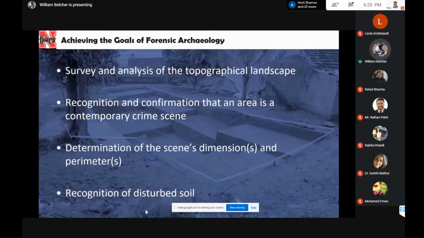And then the other thing we want to do is recognize disturbed soils. So the disturbed soil is really key, because then it allows us to understand something might have happened here, including a burial.